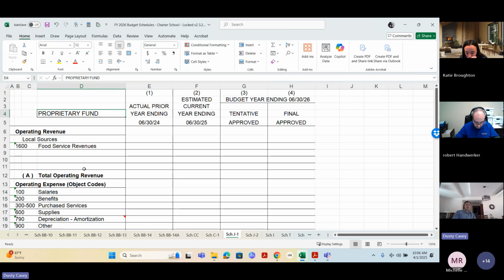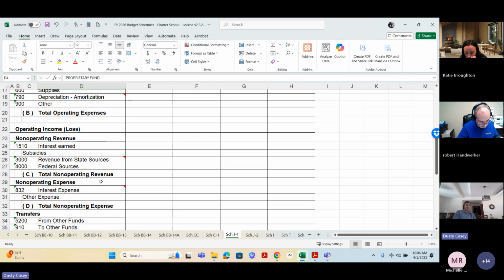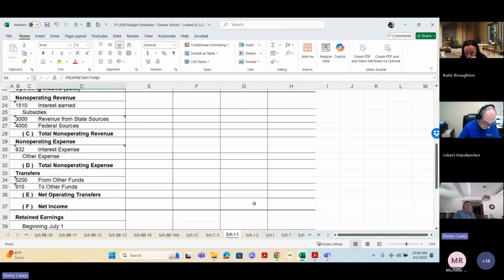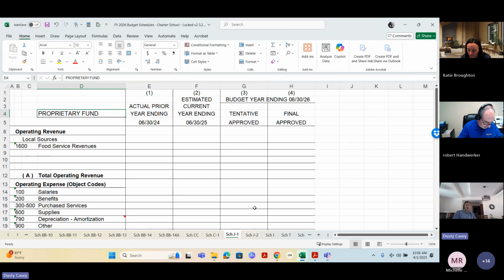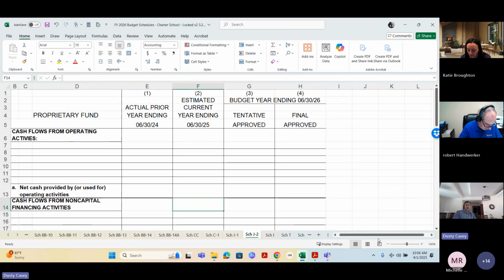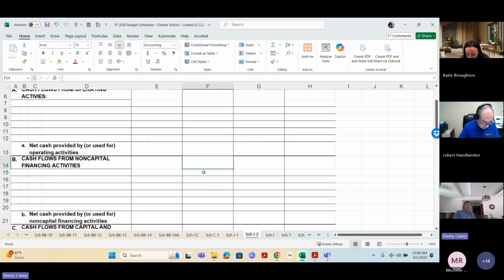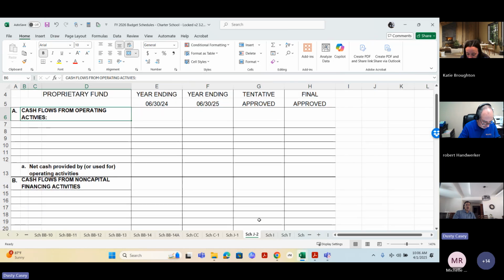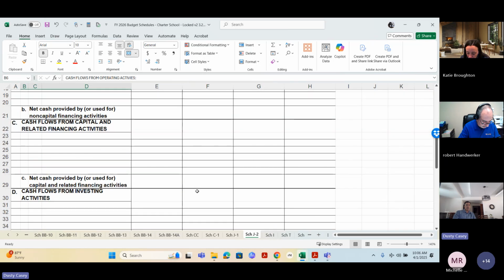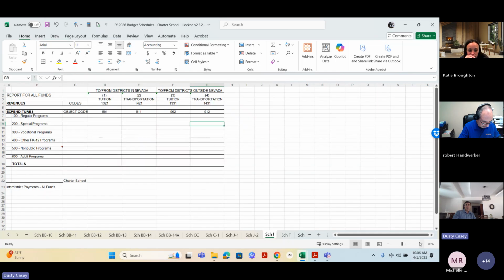So proprietary funds, I don't think anybody really has any proprietary funds that I am aware of, but we did leave it open in case you have some proprietary funds or some enterprise funds that you need to capture with. I don't think I saw any listed on the 387 report when I went through all the schools. So I don't think that applies to you guys. If it does, then by all means, fill these out for those funds. And if you have any questions on it, let me know.